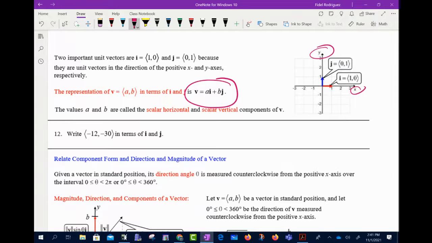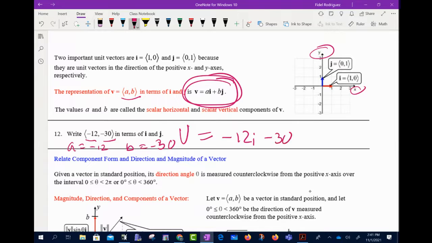Okay, so it says, let's write -12, -30 in terms of i and j. So look, what we're going to do here is call it v equals. If I do a little stare and compare, I'm going to say my a is the number in -12, and my b is the number in -30. And we want to write it so that it looks like this: ai plus bj. So we're going to say -12i minus 30j. And that's how we write our vector in terms of i and j.